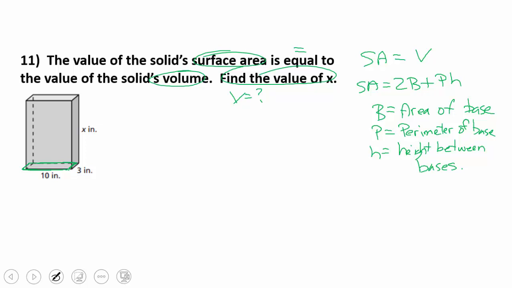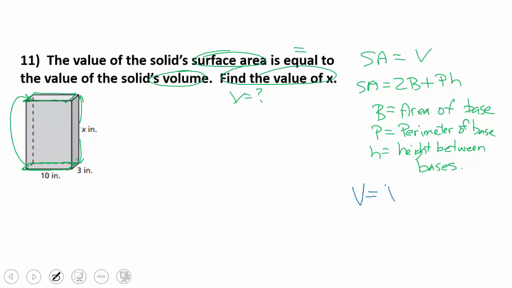And every box that is a rectangular prism has an equally congruent opposite base at the top, or side to side, or front to back. Okay? So x would be the height, the distance between the top and the bottom of that box. Now let's go to volume.